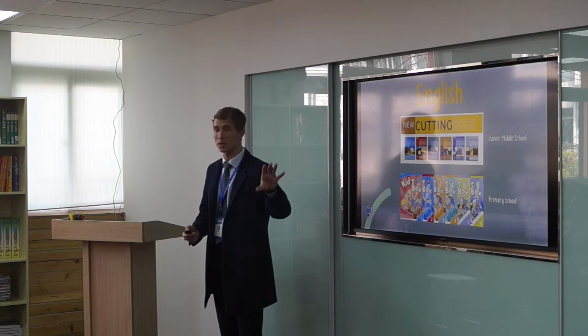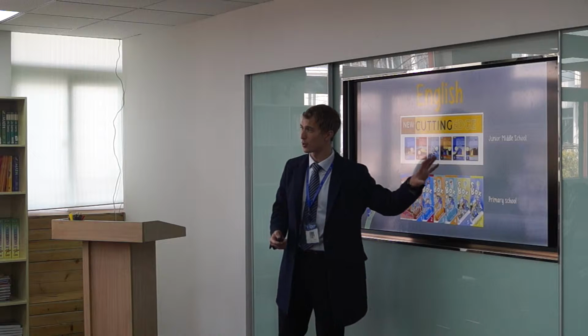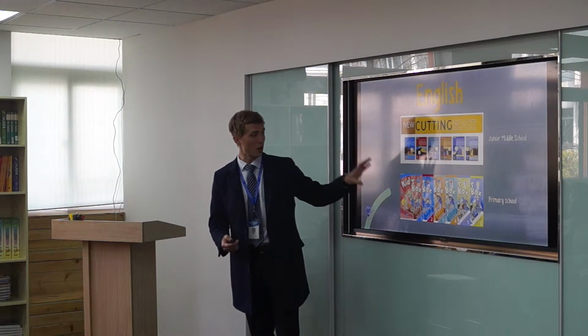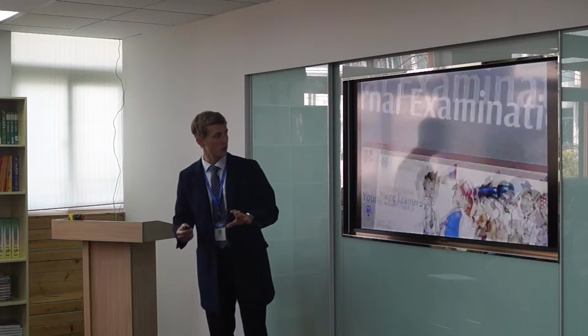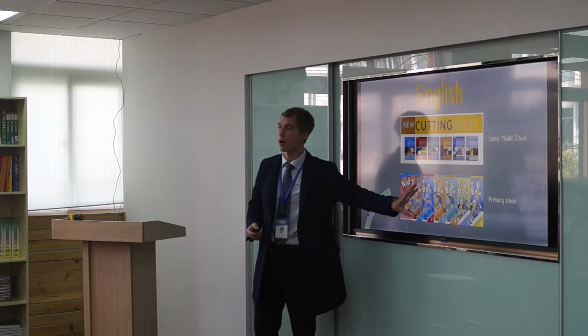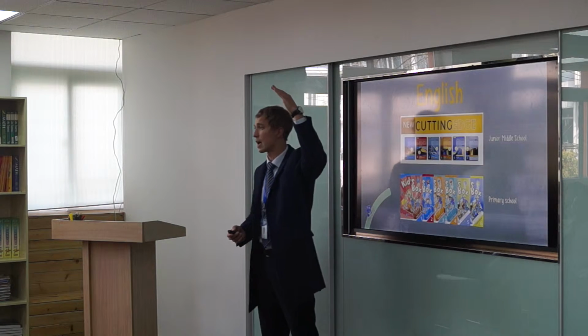Now for English though, we split the course materials into primary school and middle school. For primary school, we are using Kids Box. This is what I want to talk about. Now in our school, so I'll just do it one more time: Kids Box for primary school and Cutting Edge for junior middle school. This is grade 6 upwards.